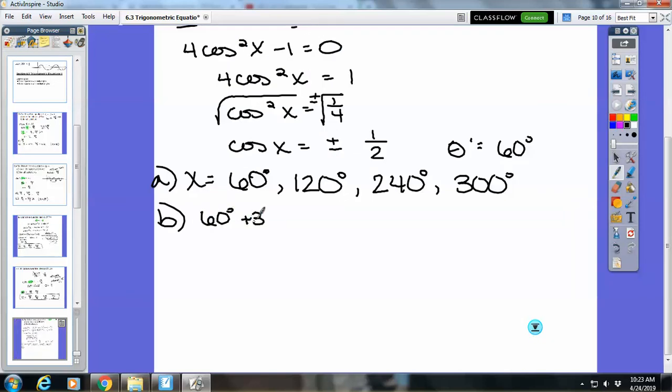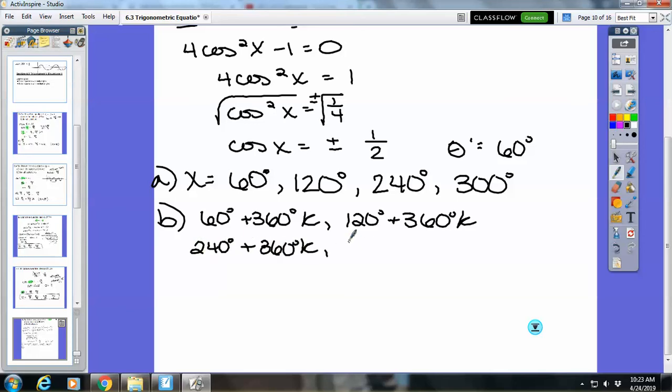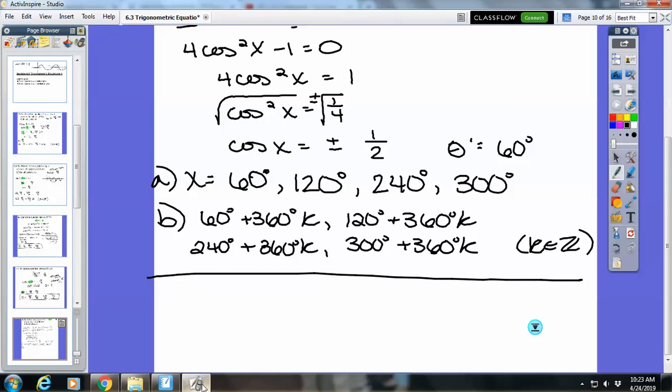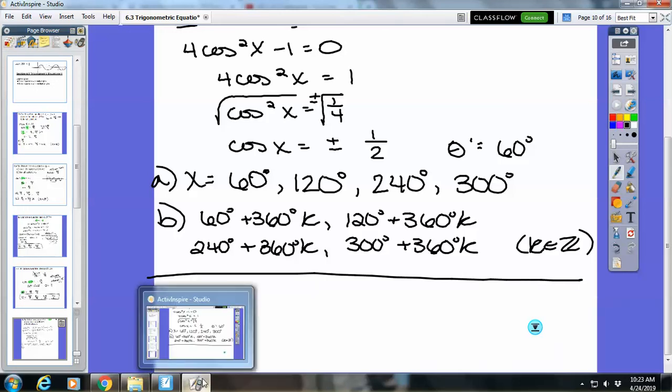Part B wants all possible solutions. So what would I have to do? Plus 360 each one. Right. We're in degrees. My period was 360, so you could add 360 k to each. There are some other ways you could write it on this one, but this one is perfect and probably just the easiest to go with. Where k is an integer. Do we have to write the k as an integer? You should.